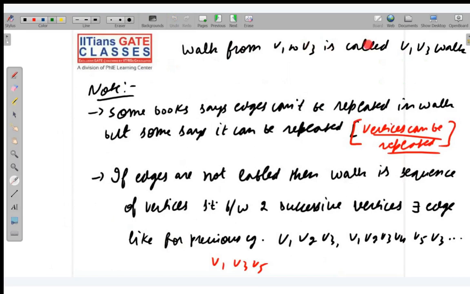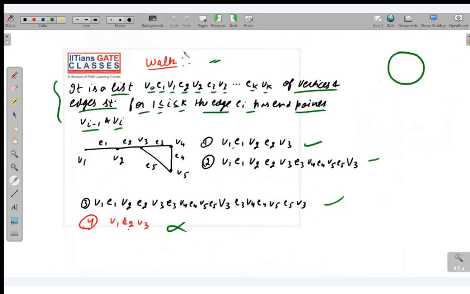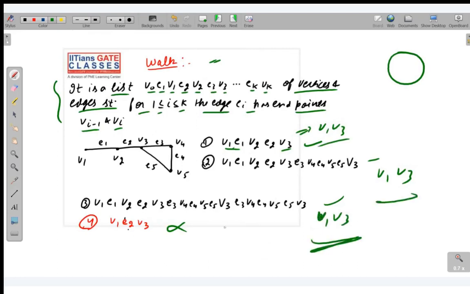Okay, so a walk from V1 to V3 is called a V1 V3 walk. For example, from V1 to V3 we are going, so I will say V1 V3 walk. This is again a V1 V3 walk. This is again a V1 V3 walk. So a walk is not unique. A V1 V3 walk is not unique.